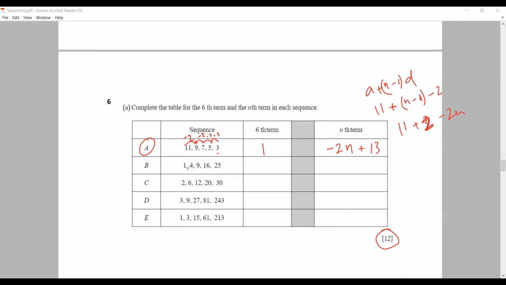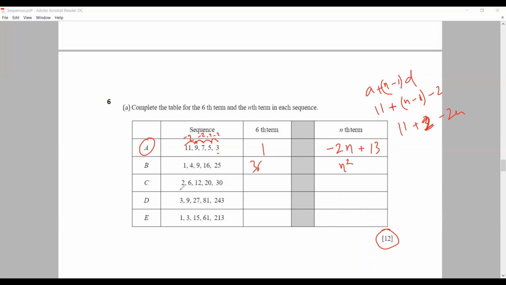And for the second one, these numbers are famous, guys. These are square numbers, right? 4 is basically 2 squared. This is 3 squared, 4 squared, 5 squared, and the 6th term should be 6 squared as well, or 36. And the nth term is n squared.